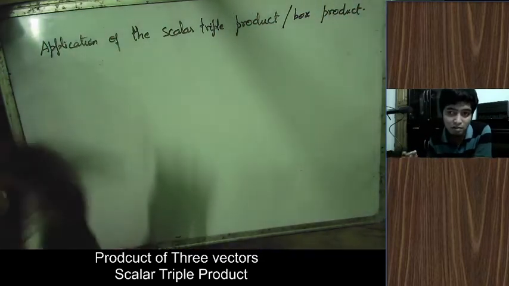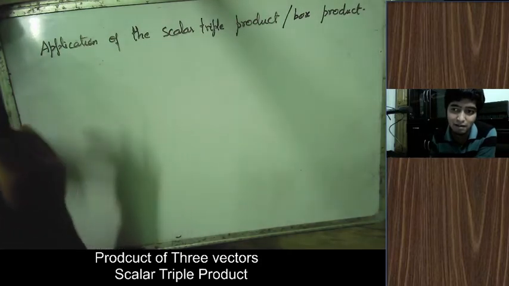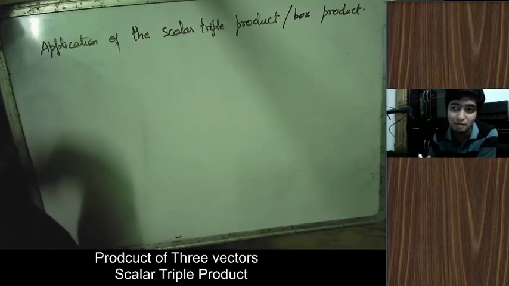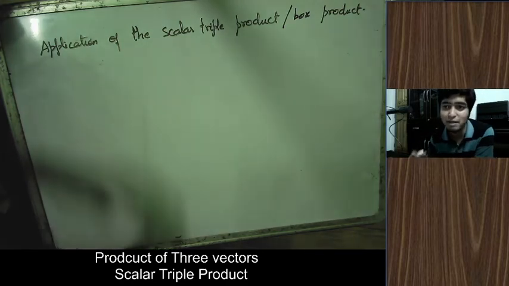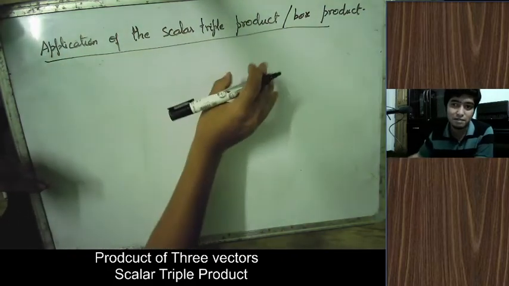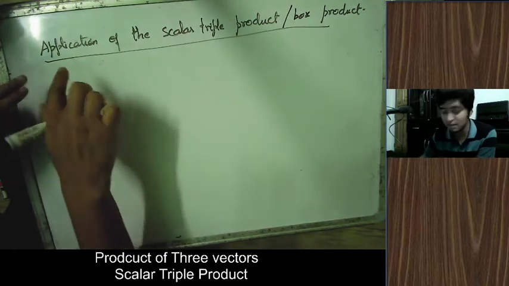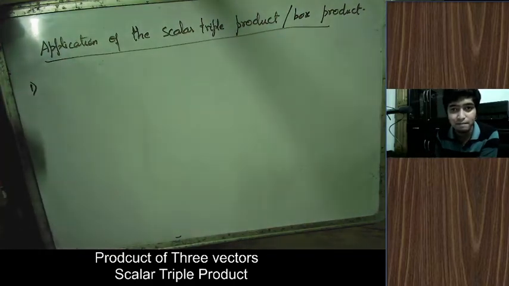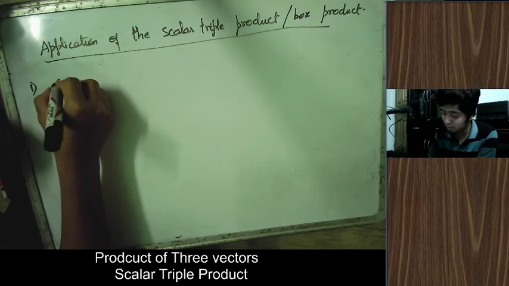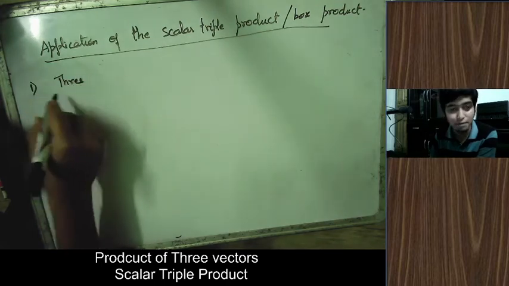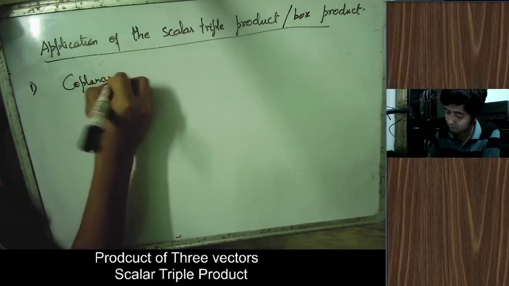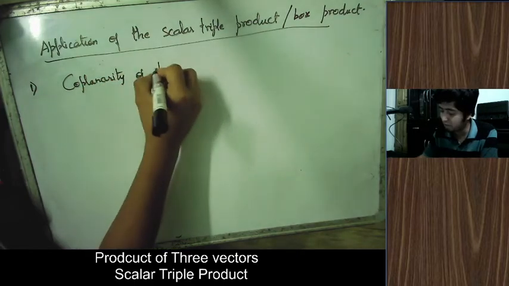If you remember, the cross product, the magnitude of the cross product, gives us the area of the parallelogram, and just by using the cross product, we can determine whether three points are collinear. This is kind of similar, but what I will say is this: the first application is that it can determine when three vectors are coplanar. So the first application is the coplanarity of three vectors.